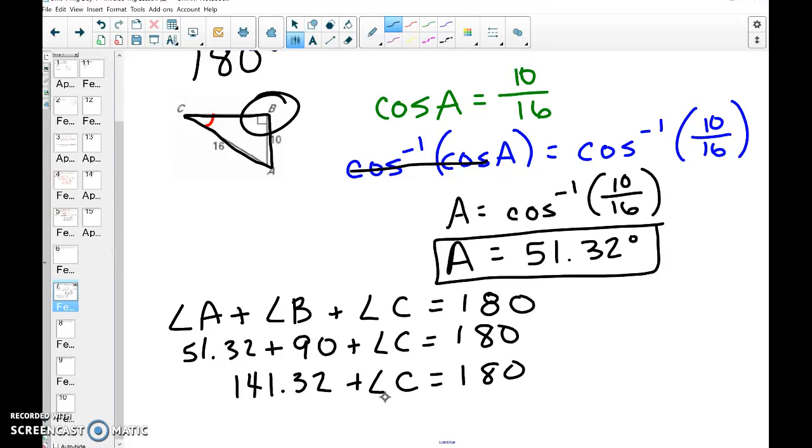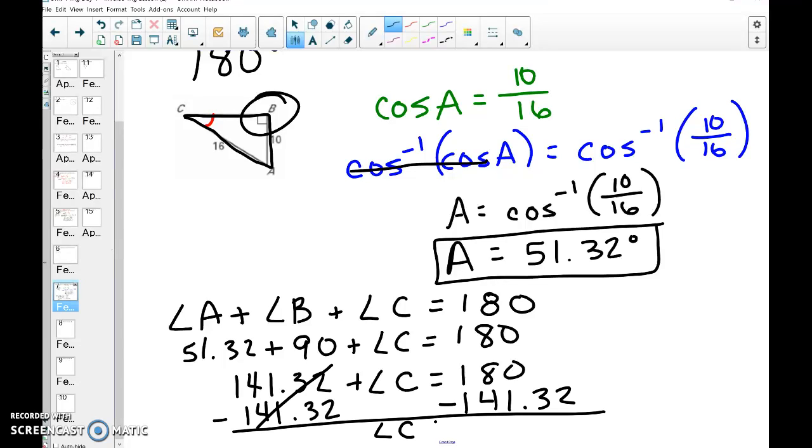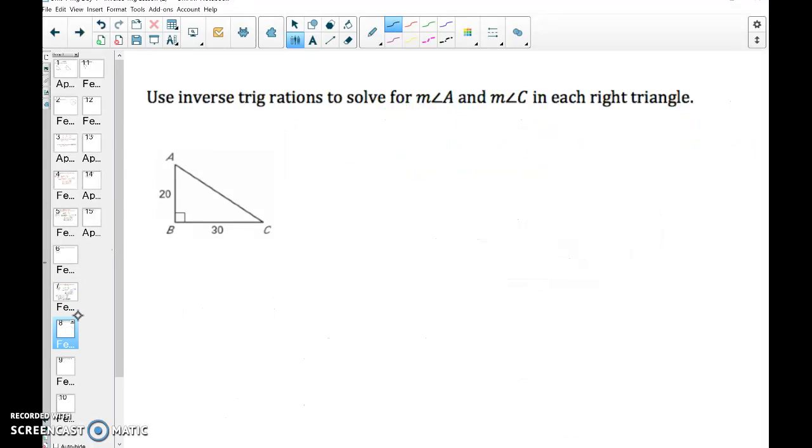Some of you guys might have already intuitively figured this out on your own, which is awesome. If you did, you really were subtracting that amount to get angle C by itself. And if you do it correctly, angle C has to be 38.68 degrees. Again, we're looking at angles, put them in degrees. And if I added this plus angle A plus 90, because that's angle B, all of them should add up to 180. Awesome.